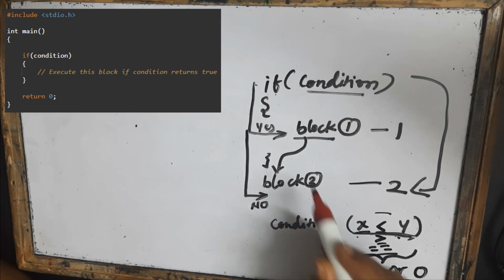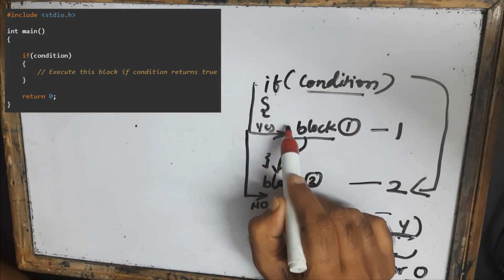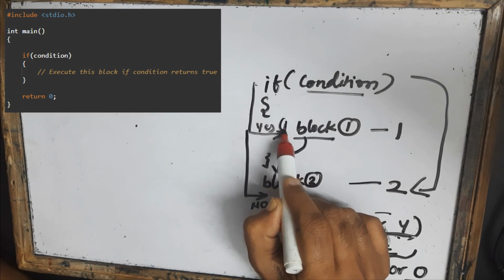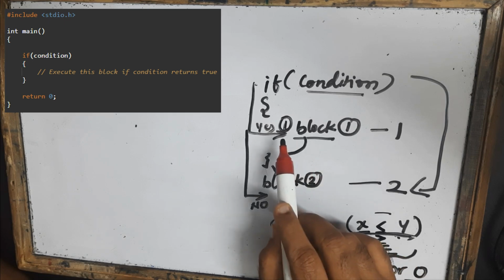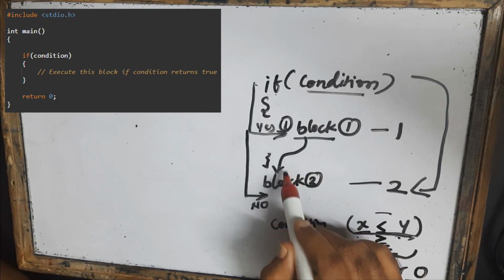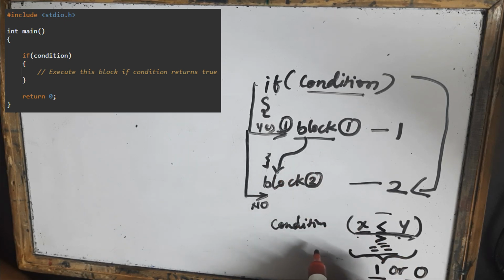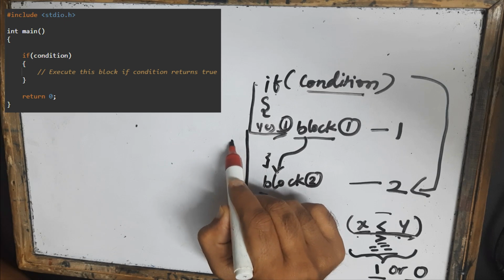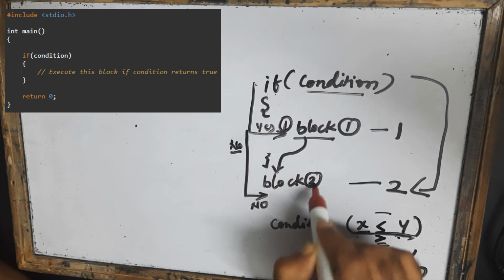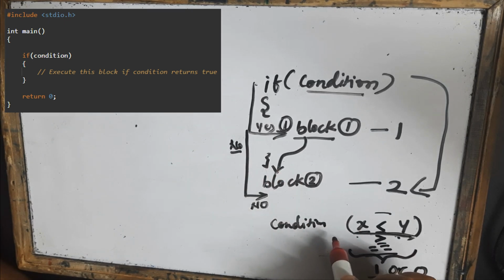When it returns 1, it goes to block number 1. Once it executes block number 1, it continues to block number 2. If it doesn't match, then it goes directly to block number 2.